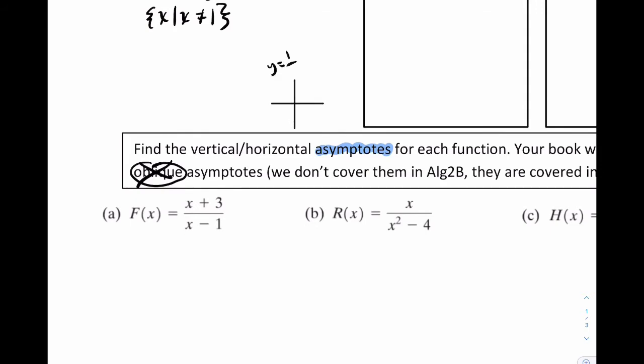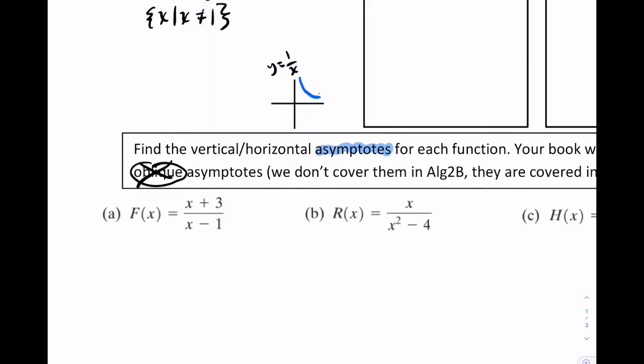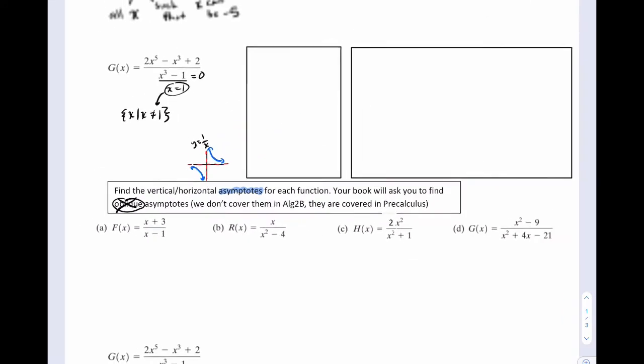Y equals 1 over x. So hopefully you recall this from our last algebra class. There are two like swooshes like that. And then you have an asymptote here and here. So put simply, it's basically a line that your graph will approach. That's the basic idea. But we're just going to start with the fundamentals.